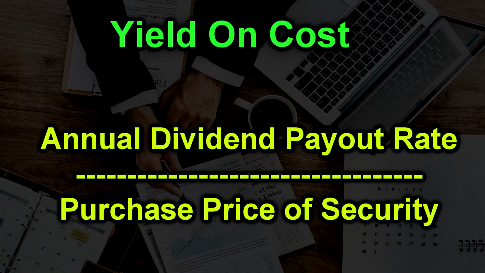So what is yield to cost? Let's start there. Yield to cost looks at the annual dividend payout rate of a dividend paying security divided by the total purchase price of the investment. Once again, yield to cost looks at the annual dividend payout rate of a security divided by the total purchase price of an investment. Just for example purposes, we're going to be using Pfizer stock throughout this video. It doesn't mean I'm endorsing Pfizer, but that's just the company we're going to use in this example.